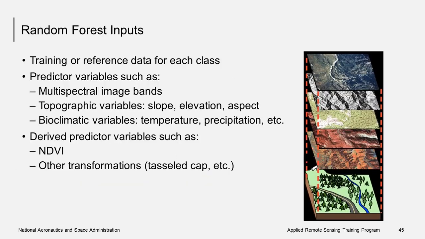Random forest is another approach to mapping land cover. This approach calculates land cover or percent tree cover by creating many different decision trees and applying each pixel in an image to each of the trees. Inputs for this approach include training or reference data, so you need data from the ground or some other reference, and predictor variables, including the image bands and other topographic and or bioclimatic variables. Other predictor values can be derived, such as NDVI or other image transformations like tassel cap.